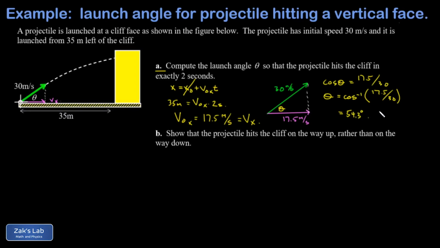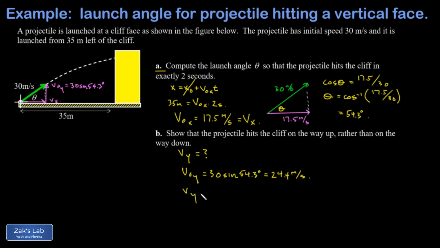In part B, we're asked to show the projectile hits the cliff on the way up instead of on the way down. And the key to this physically is to calculate what's the y velocity at the moment of impact. If that's positive, we're still on our way up, and if it's negative, we're on our way down. So I've got to start this by finding the y component of the initial velocity. And that's going to be 30 times the sine of that launch angle, 54.3 degrees. And when I run the numbers on this, I get about 24.4 meters per second.